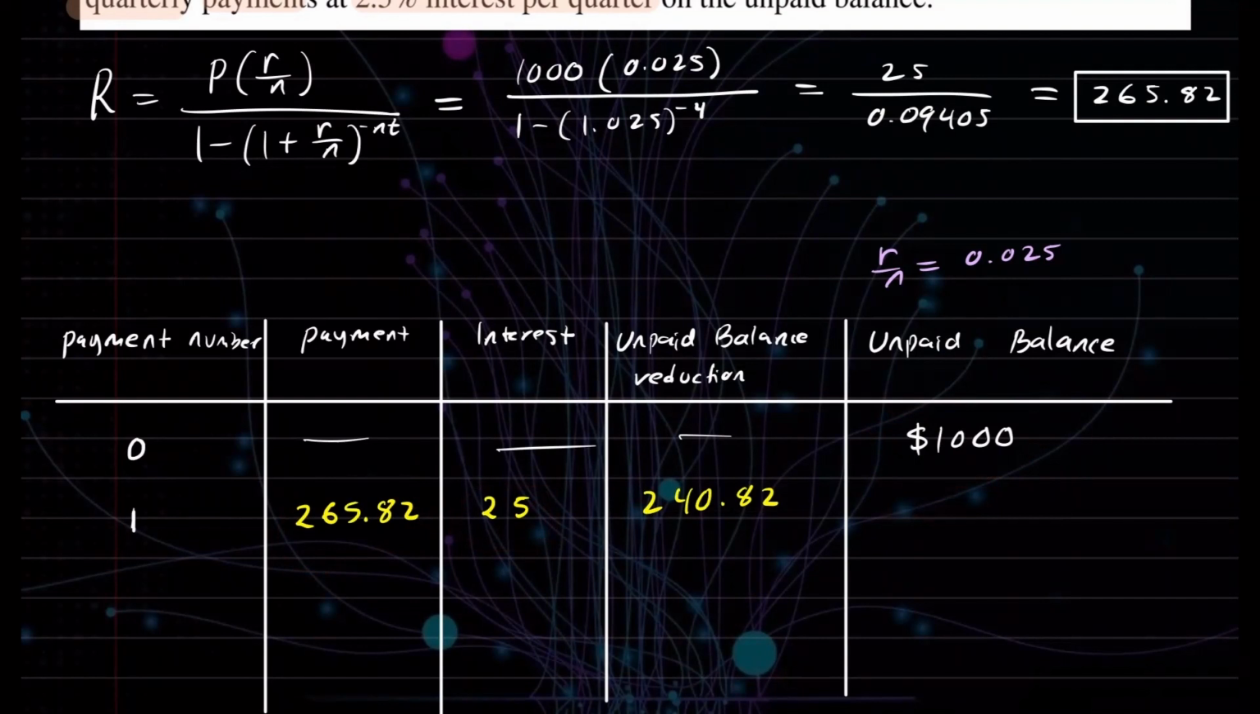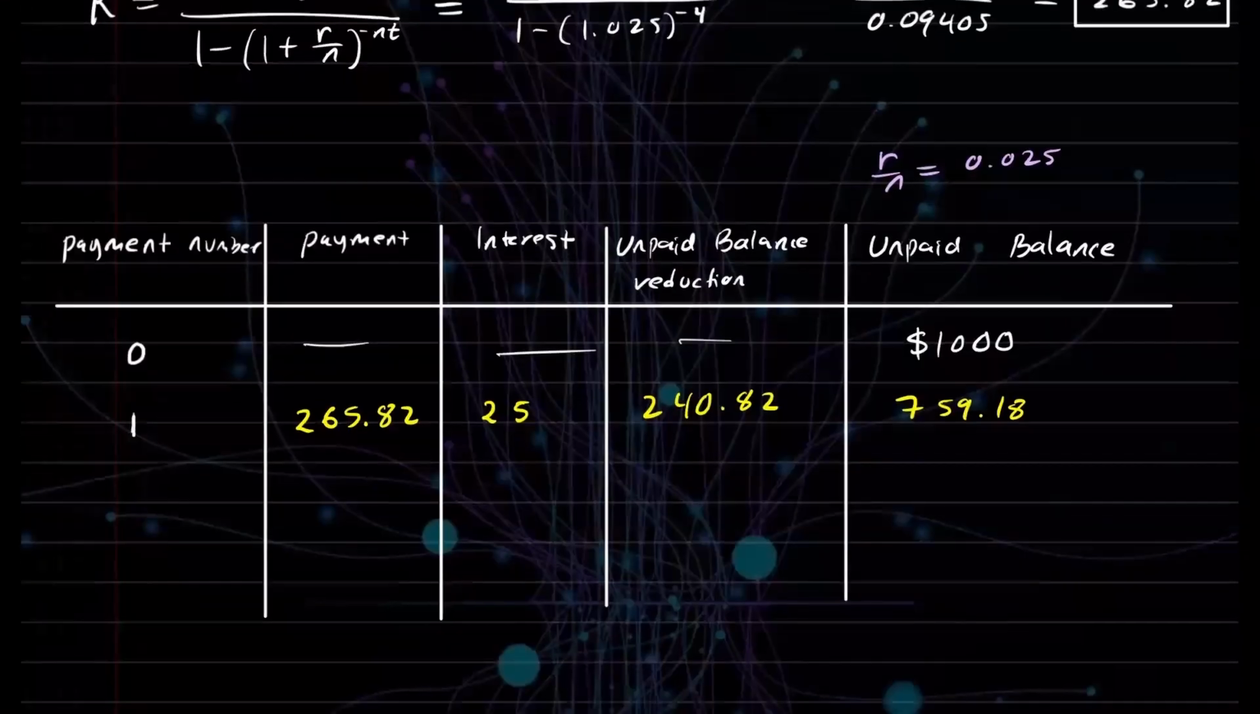So the number that we're going to put here will be 1,000 minus 240.82. That tells you how much is your unpaid balance after the first payment has been made. So 1,000 minus 240.82. So this will give us 759.18 cents. And now you just repeat the process for the next payment, but you have to be mindful.